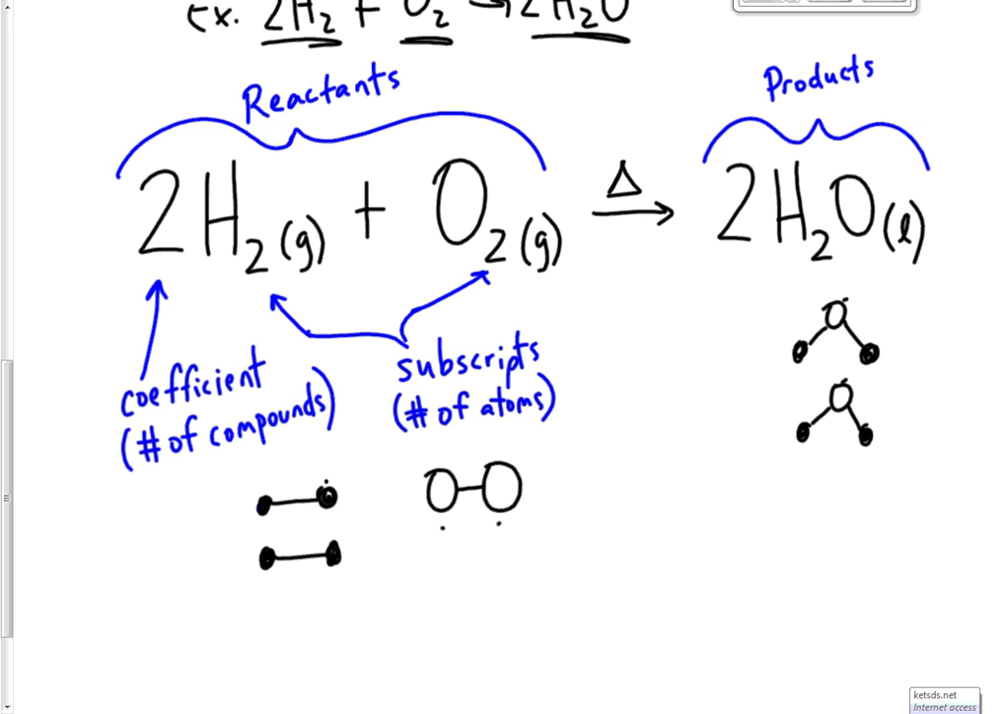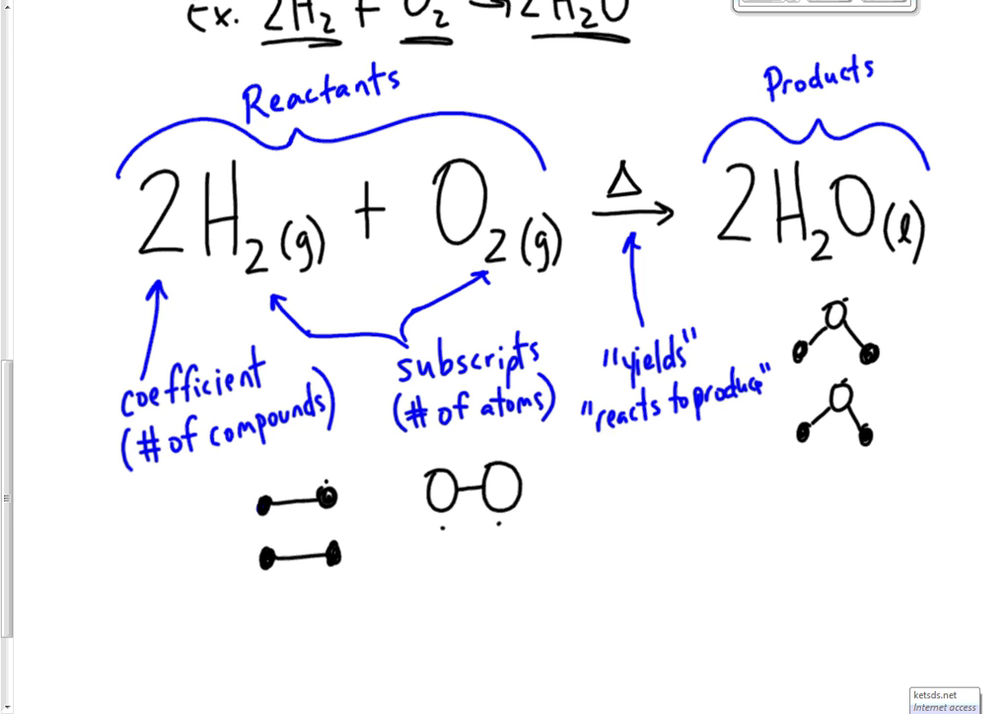The next thing that we're looking at is the arrow. This arrow does not mean equals. It means yields, or reacts to produce. Do not say hydrogen plus oxygen equals water. It does not equal water. It yields water. It reacts to produce water.